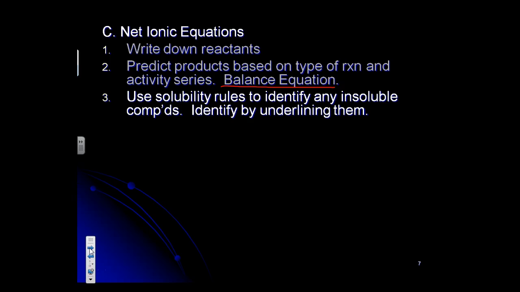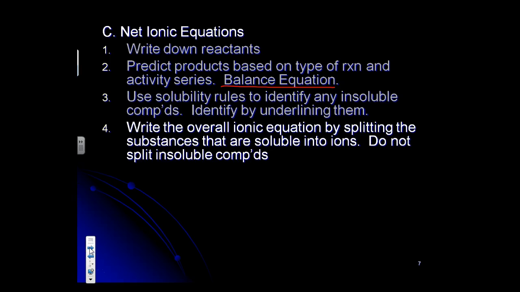Step 3 is we're going to use the solubility rules that are given to us to identify any insoluble compounds. We're going to identify them by underlining. What that means is those ions are too strongly attracted to each other for water to get in between them. So they are insoluble, they form a solid, and sink to the bottom of the beaker and will not split into their ions.